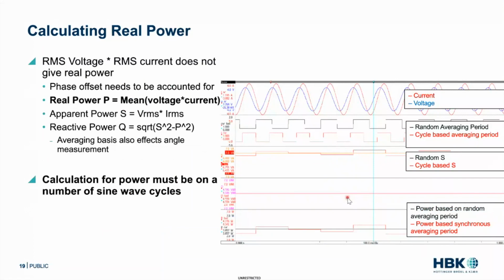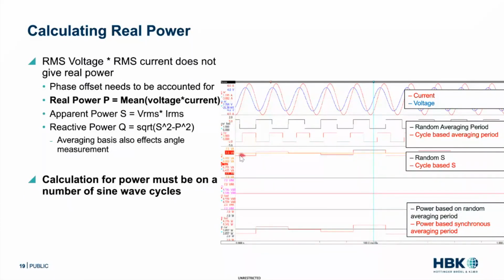Now let's look at power just for completeness' sake. So we have a voltage and a current. They have a phase shift because we need to account for phase. We have that random averaging period. We have that cycle-based averaging period. And let's look at our apparent power. Again, RMS times RMS. URMS times IRMS is my apparent power. It's how much there appears to be in the cable if there was no phase distortion.